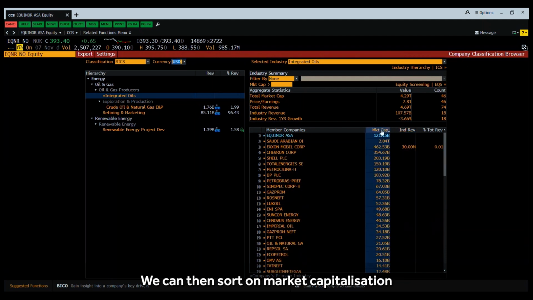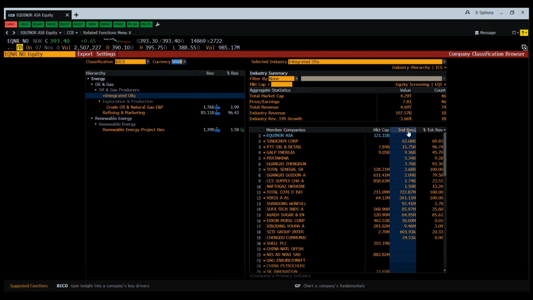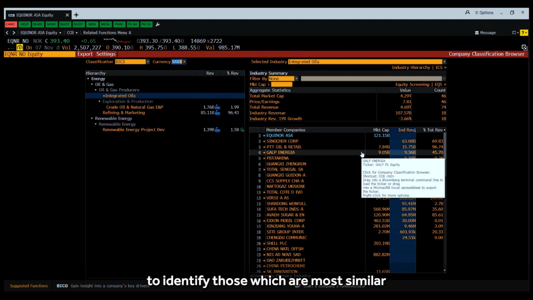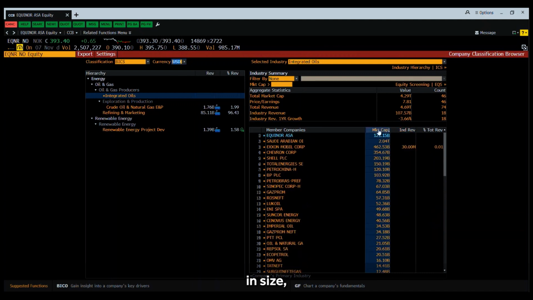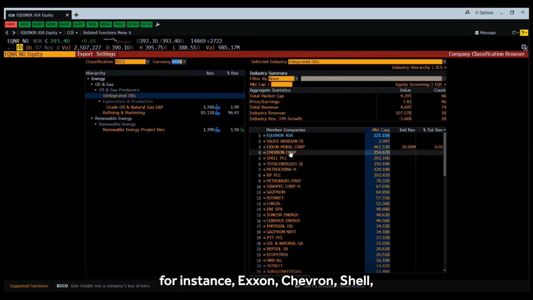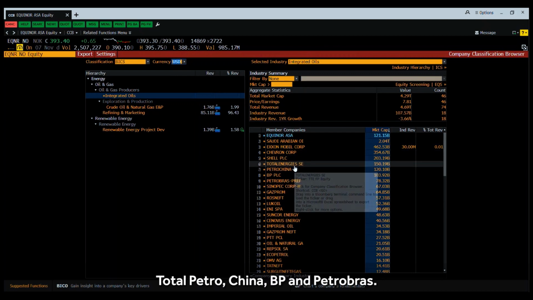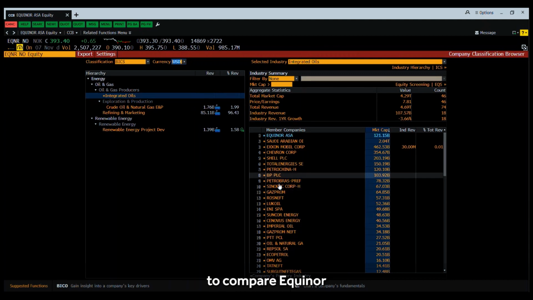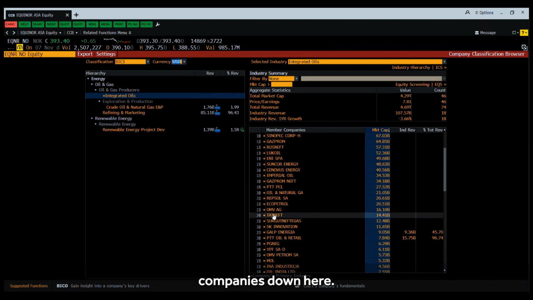We can then sort on market capitalization or on revenue to identify those which are most similar to our target company in size. For instance, sorting on market capitalization, we can see that Equinor could usefully be compared to, for instance, Exxon, Chevron, Shell, Total, PetroChina, BP, and Petrobras. It might be less appropriate to compare Equinor to some of the smaller companies down here.